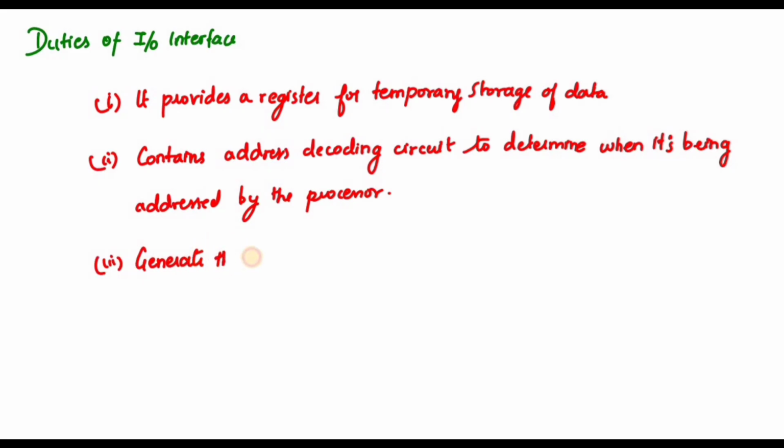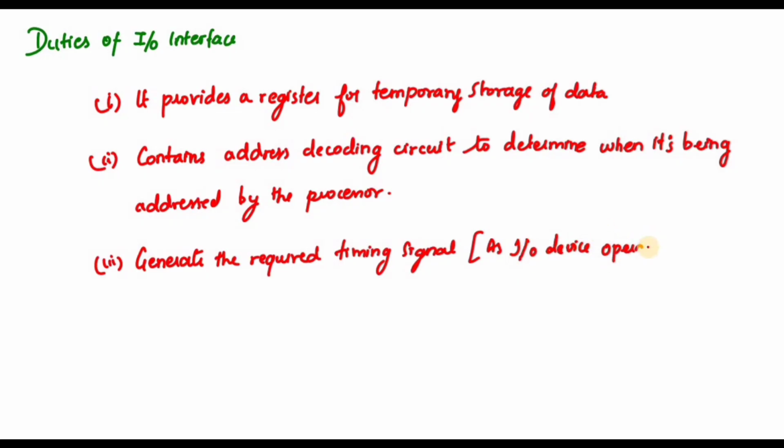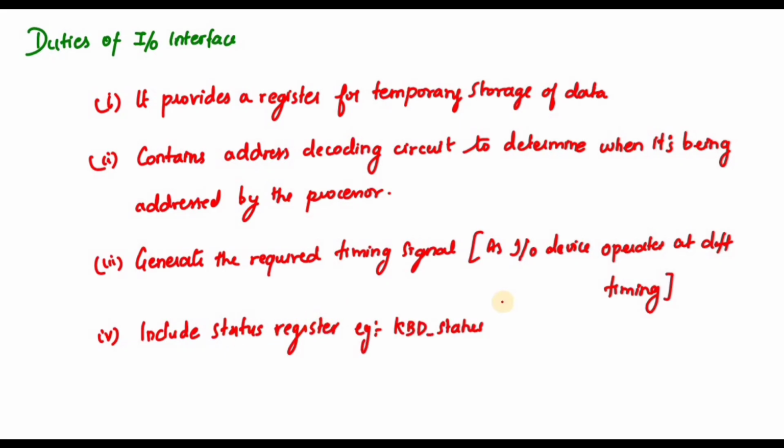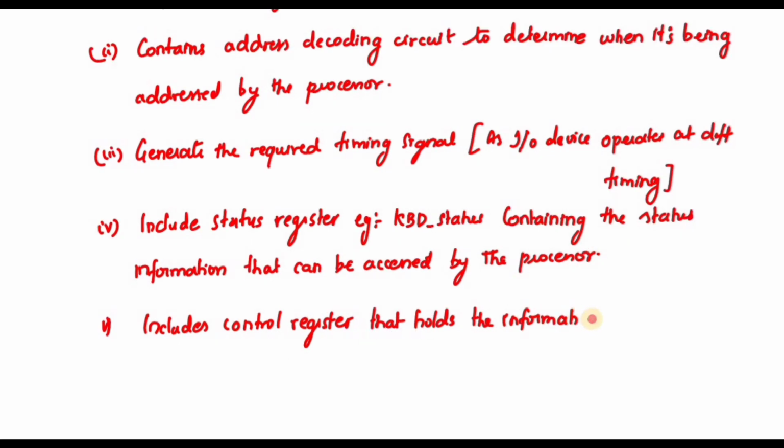Next, it will generate the required timing signal. Why it requires a timing signal is because each and every input and output device will operate at a different time. So it has to generate the required timing. Then it includes a status register. An example is KBD status, which contains the status information that can be accessed by the processor.